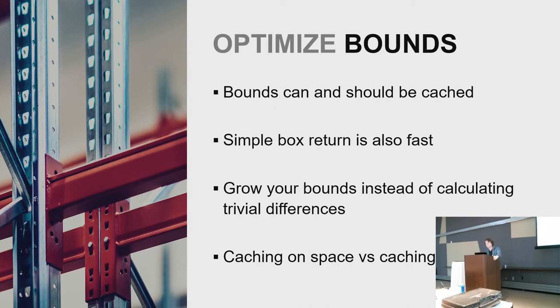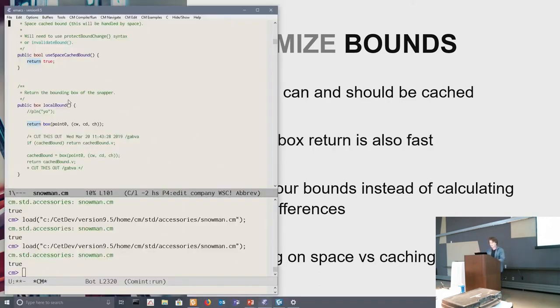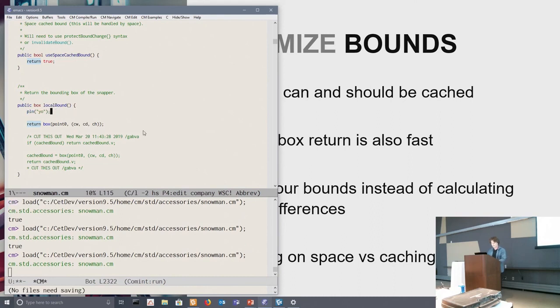This is the most important part of bounds aside from why they're important. Optimizing the bounds is what we need to be doing. So you can and you should be caching them. In talking with R&D and the people who are in charge of writing BSP code, this simple box return is also very fast. If you were to just return box 0.0 with depth and height, you're probably fine. It's really fast, but I just want to show you guys how often this gets called. I'm throwing this in here right now so you can see.